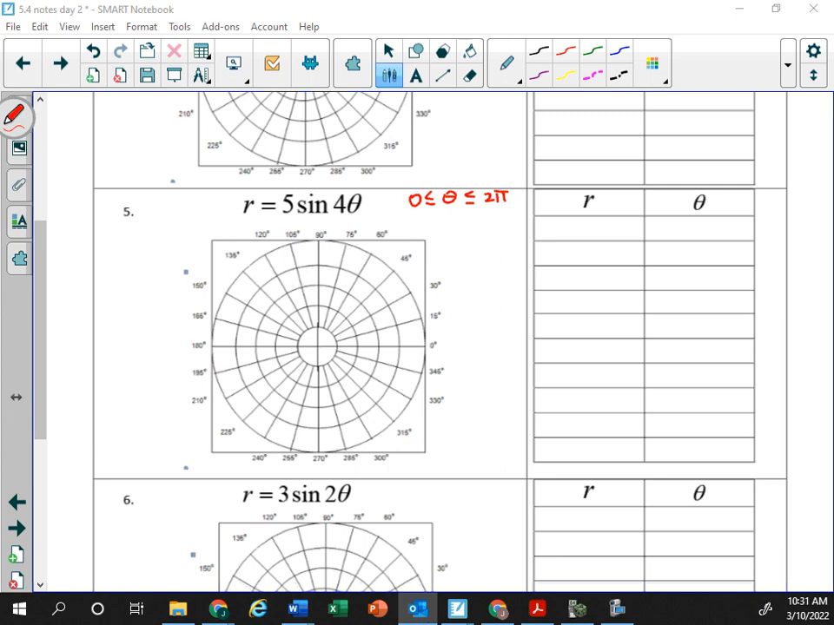Did you guys figure out where one petal is? Pi over what? Pi over 8. What is that in terms of degrees? What's pi over 4 in degrees? Okay, so it's half of that. What's half of 45? 22 and a half. So that first one is in the middle here, right?